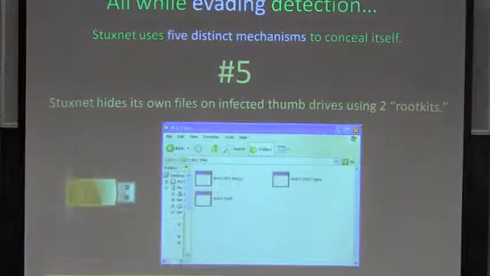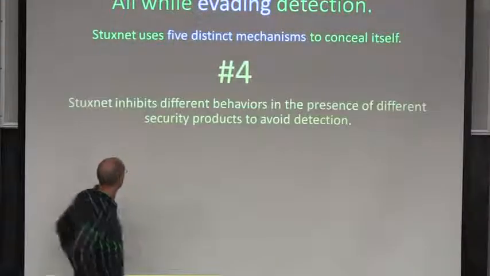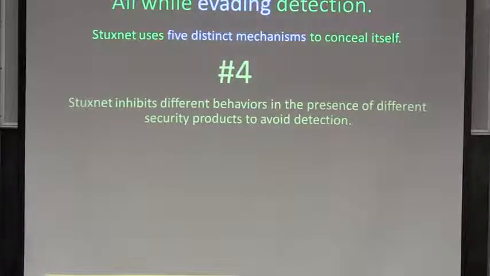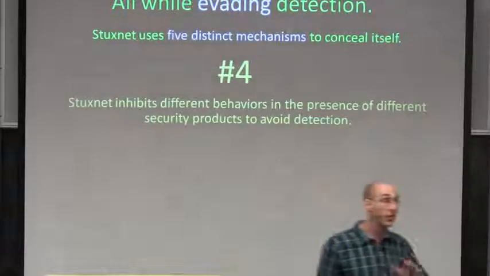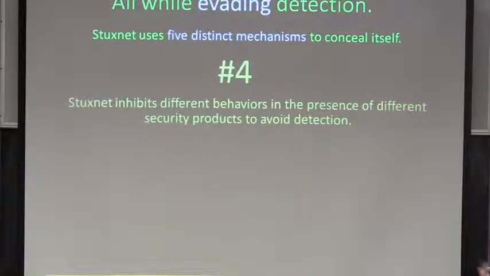Number 4. Stuxnet inhibits different behaviors in the presence of different security products. So Stuxnet is not stupid. It realized it was going to be running on the same computers with security software. It knew that it was going to be running on systems with Kaspersky software and so on, not Norton software or Symantec software, because we're export controlled. We don't actually go to Iran. But other countries can sell to Iran. And so Stuxnet actually inhibited behavior.